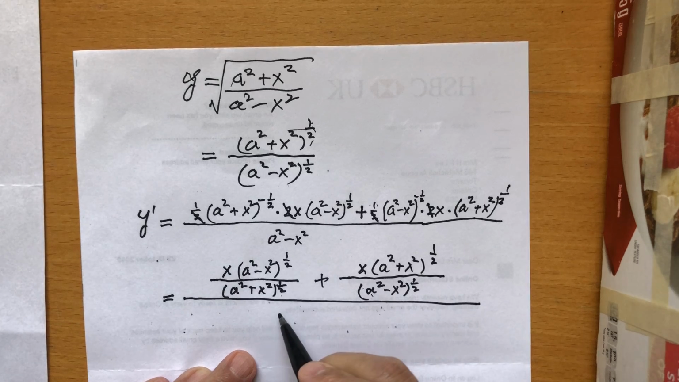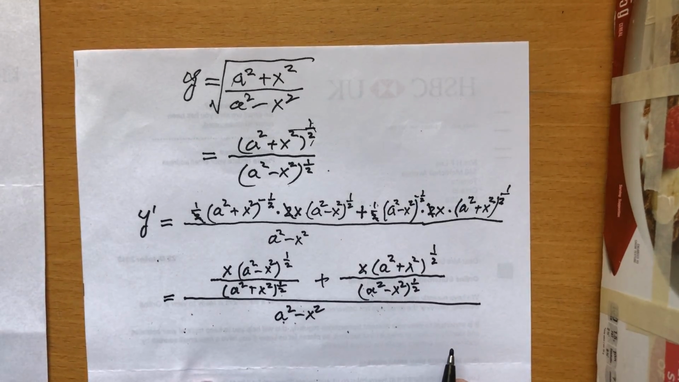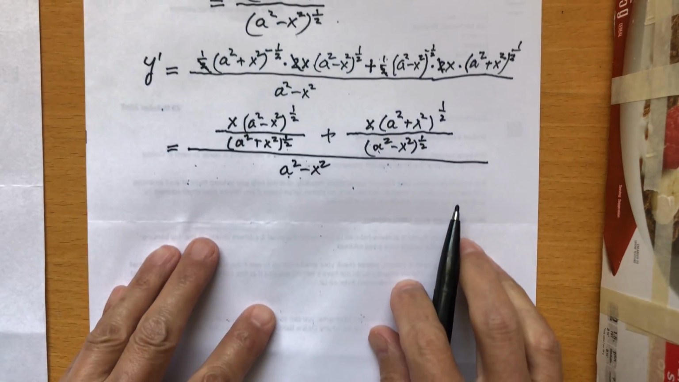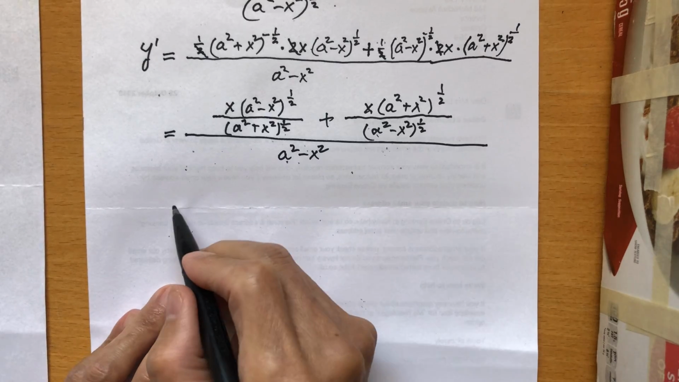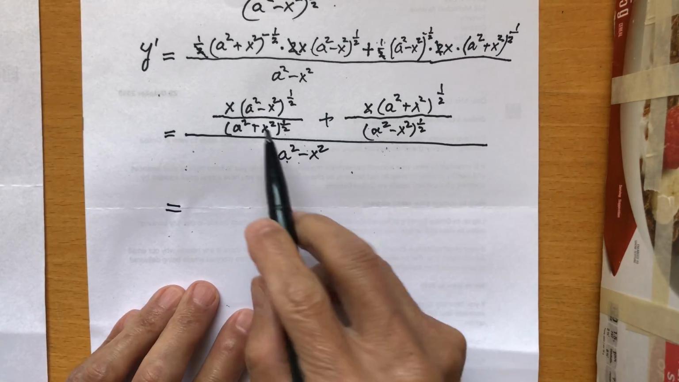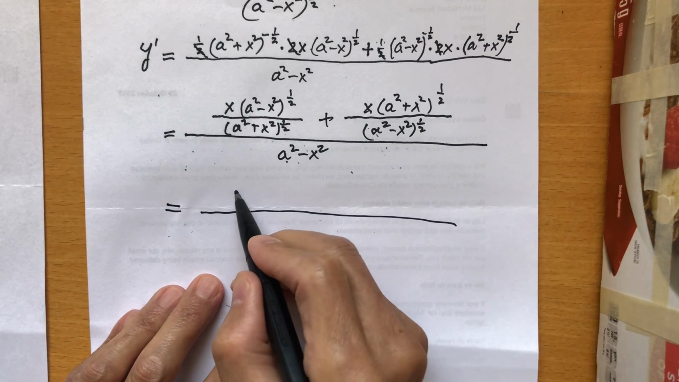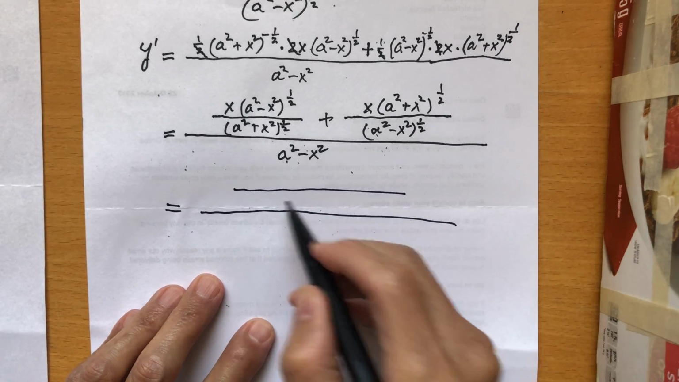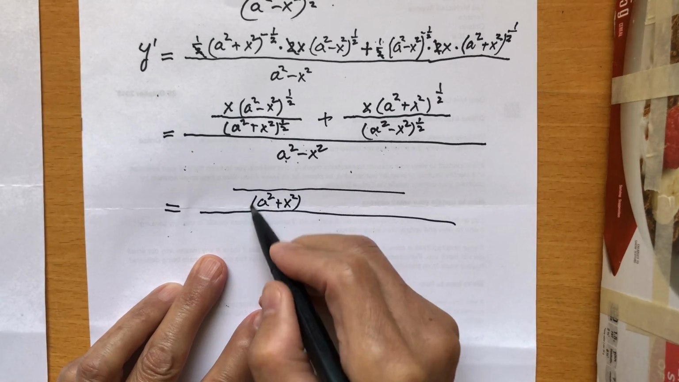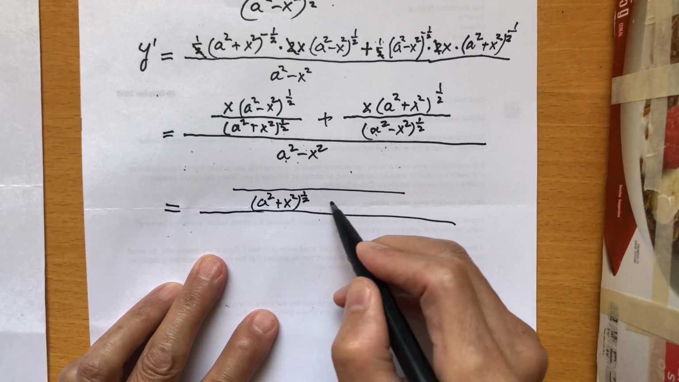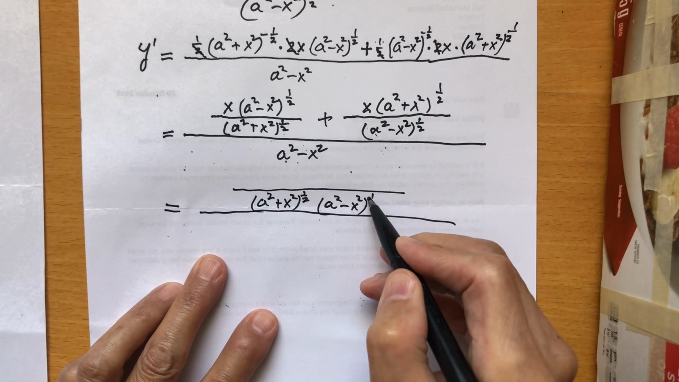And the bottom is this. Now, I need to simplify the numerator. How do I simplify the numerator? Common denominator. So a squared plus x squared to the 1/2, a squared minus x squared to the 1/2.